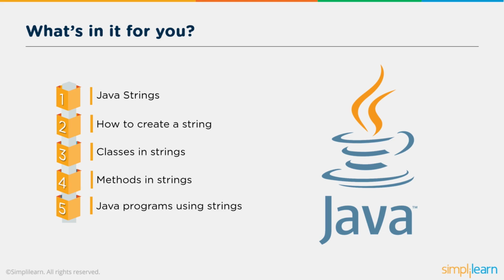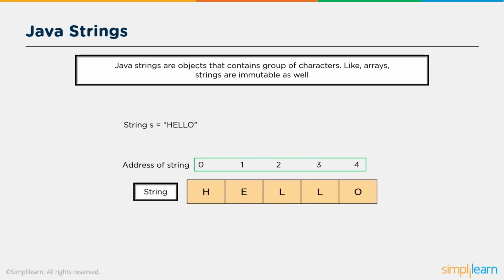So let's get started. Let's see what strings are and how we can use strings in Java. Java strings are objects that contain groups of characters. Like arrays, strings are immutable as well. Immutable means once a string is created, it cannot be changed or manipulated. If we use a string "hello", it is stored in a memory location like this. 0, 1, 2, 3, 4 are the addresses of the locations where each character of the string is stored.